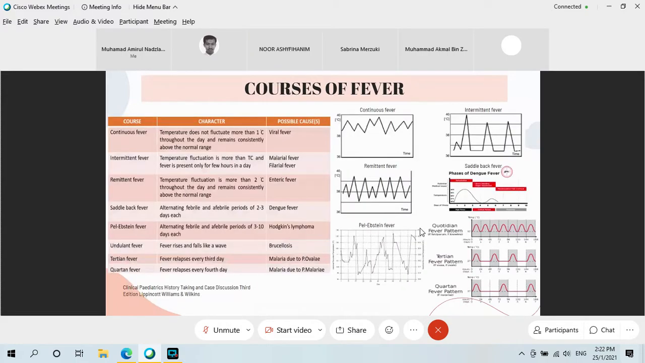Okay. Next is the causes of fever. So there are 8 causes or patterns of fever. For better understanding, I include a graph for each pattern of fever. So the first one is the continuous fever.